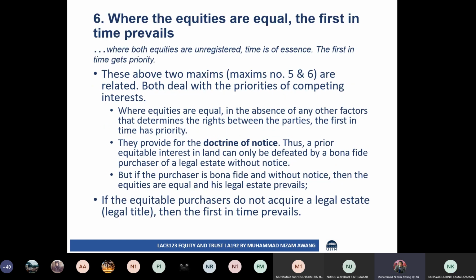So basically, who has the better title here is the one who is first in time prevails. So if you register the land, if you are a bona fide purchaser without notice, you may have a better right, but not necessarily so. As you have seen in the case of Bunsun Bunyanit, the bona fide purchaser without notice in this case was denied their right over the land. You may discuss that case as an illustration to relate to this maxim.